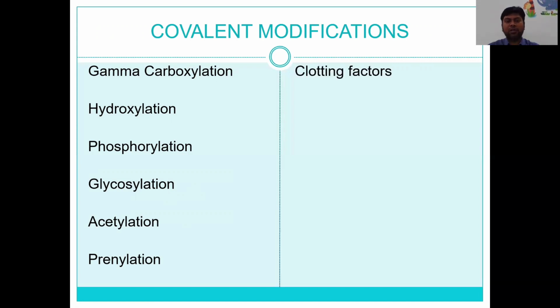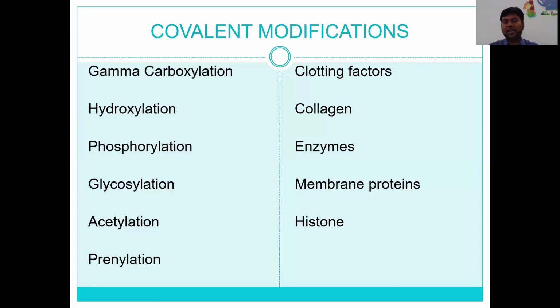Gamma carboxylation is mainly done for clotting factors with the help of vitamin K. Hydroxylation, which is a vitamin C dependent covalent modification, is seen in collagen for the hydroxylation of proline and lysine residues. Then phosphorylation, mainly for enzymes. Glycosylation for membrane proteins. Acetylation for histones, which helps in the regulation of gene expression. And finally, prenylation of a few proteins like RAS proteins. So that's it about the post-translational modifications.